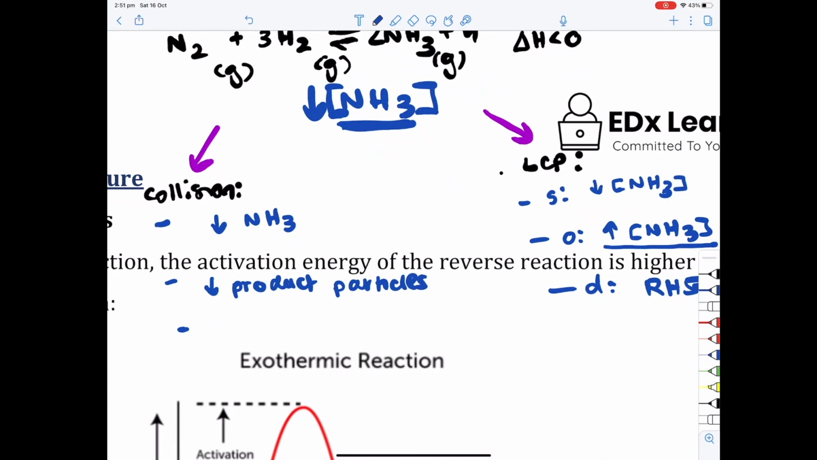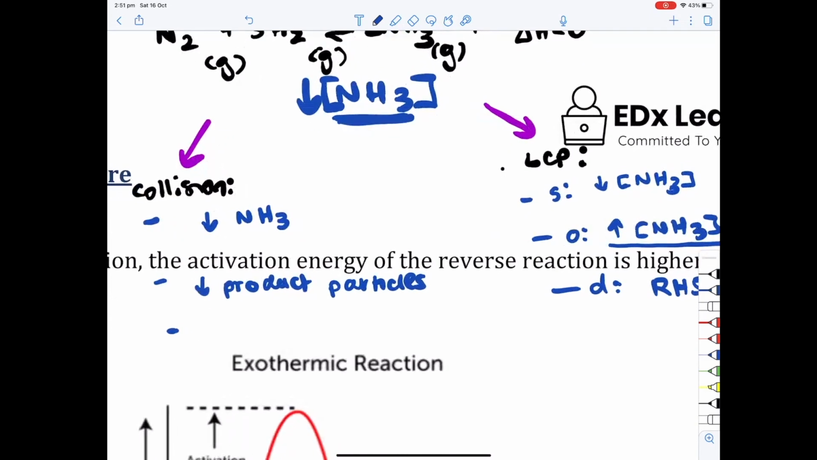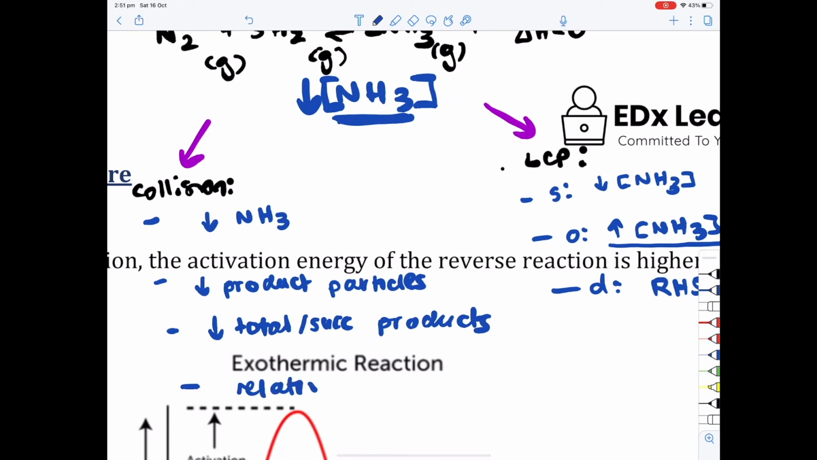You're completely right, but I'm just going to tweak your answer a little bit, which is that I would mention, since there's less product particles, there's less total and successful collisions of your products. That's how I'd start off. And I'd say, therefore, relatively, there are increased reactant collisions, increased successful reactant collisions.